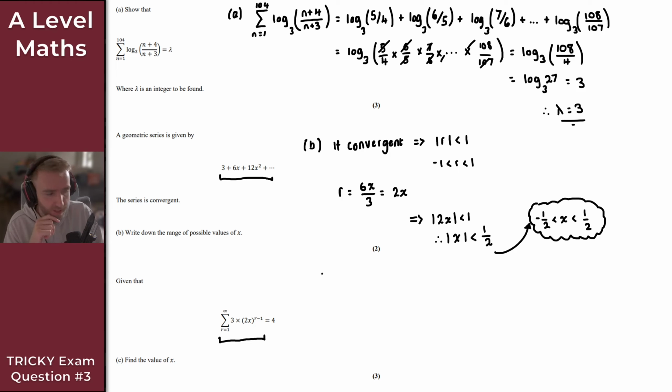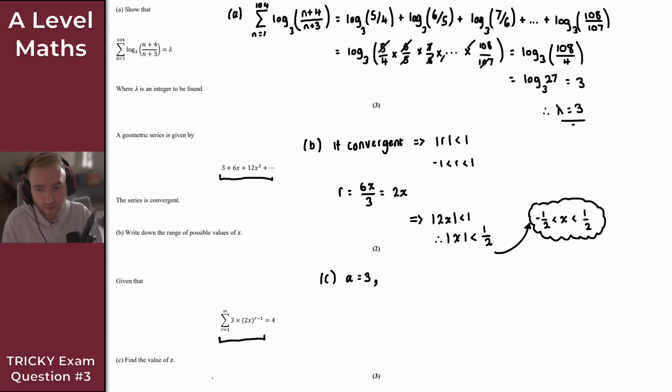So for part C then, let's just do this underneath here. Like we said, we're given this summation here. Now, what do we know then for the summation? Well, I know the first term is 3. So a is 3. We don't know what x is here, right? Because x is part of the common ratio. So I don't know what x is, and in that case, I don't know what r is as a consequence of that.